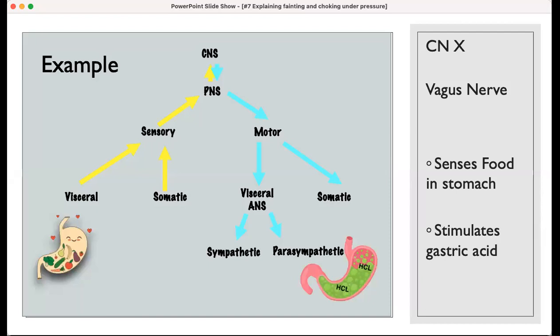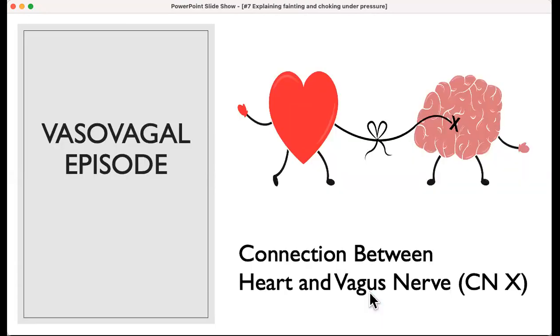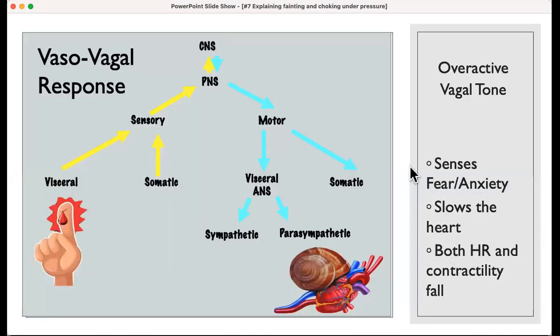So the example here is where the stomach has food in it. You have visceral input, and then you have a response where you have acid production. And a vasovagal episode is the term given to this connection between the heart and the vagus nerve, where the vagus nerve is attached to the sinoatrial node, and it slows the heart rate down. A vasovagal response is where this arm is initiated, the parasympathetic arm.